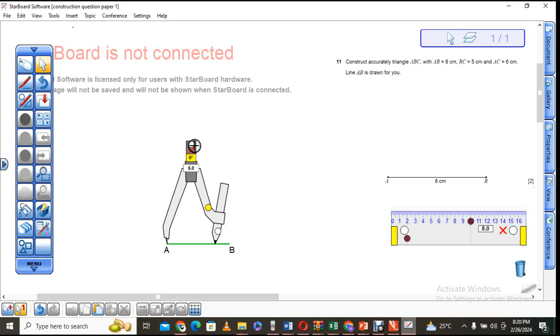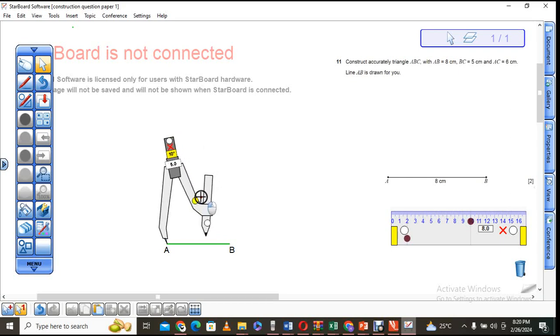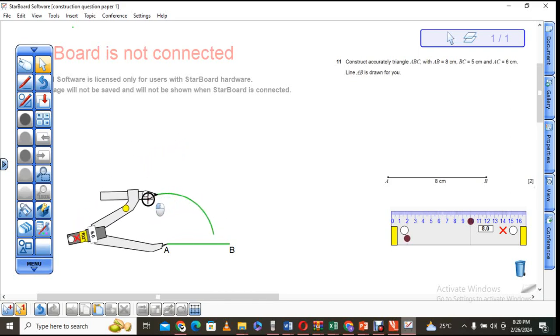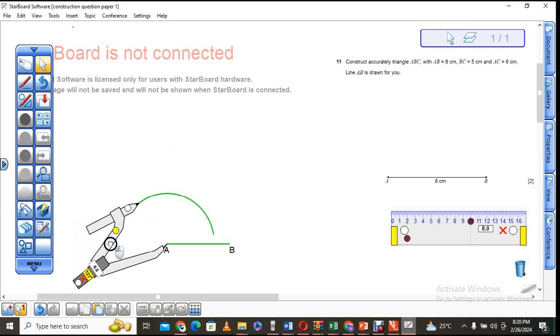So that is 6 there. And of course, you can obviously now draw the arc. Let's go back. Oops, it's a little bit tricky. 6. Alright, so I'm going to then draw an arc of 6 centimeters, like so.